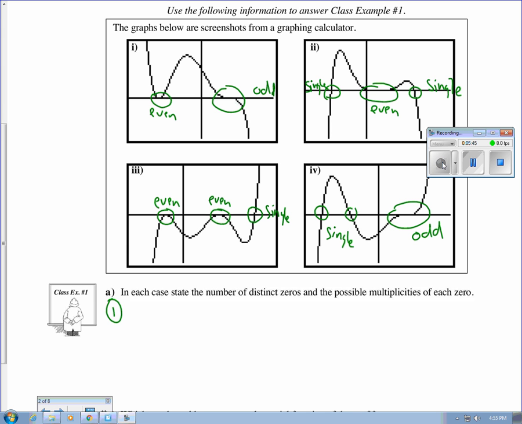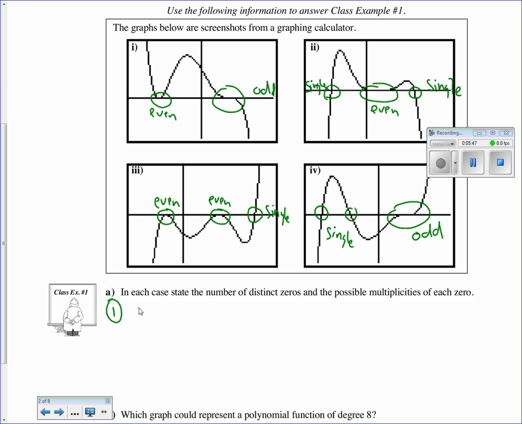Looking at 1, I've got 2 distinct roots, 2 roots. The first root is even, so at position A, I've got an even root, so it's 2, 4, 6 in terms of multiplicity. At position B, I have an odd root, so it's 3, 5, 7.